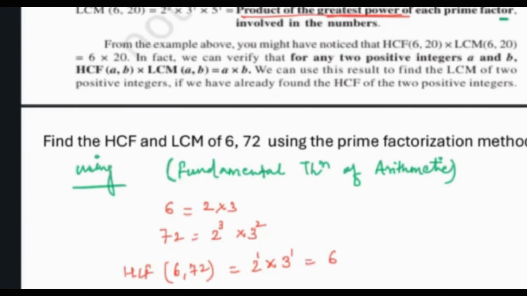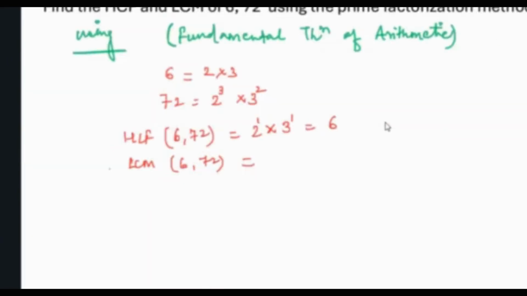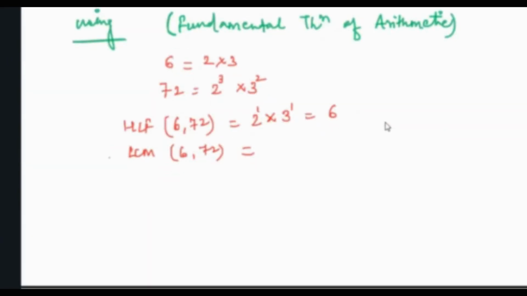For LCM, our definition is the product of the greatest power of each prime factor. In HCF it was the smallest power of the common prime factor, but now we don't have to look at only the common prime factors. We are taking each prime factor involved in the numbers. Irrespective of whether they are common or not, what are the prime factors involved in these two expressions? 2 and 3.